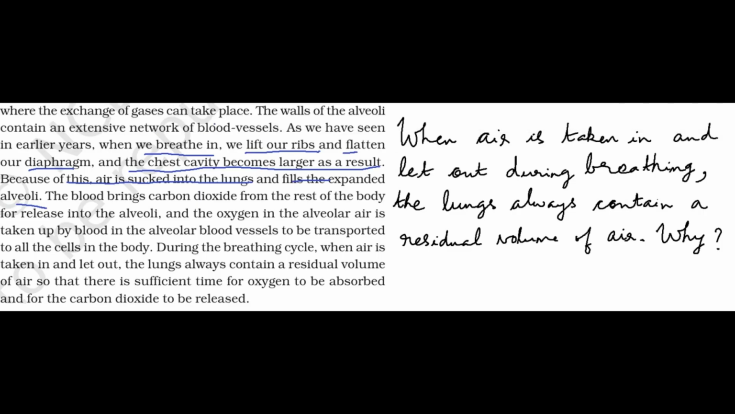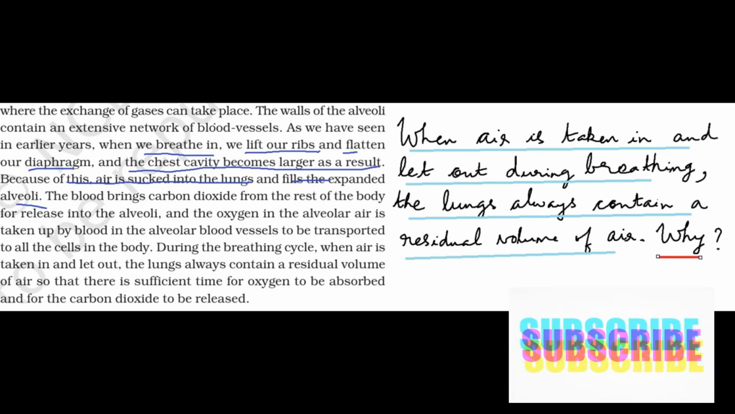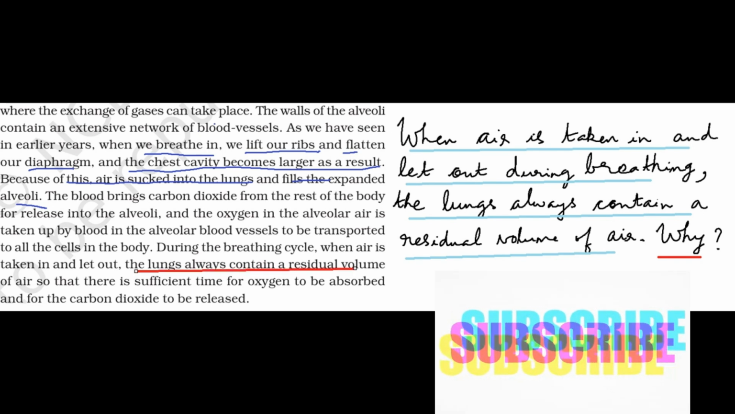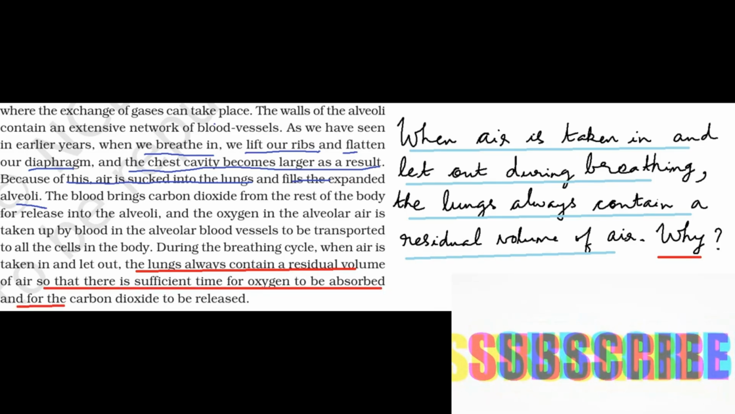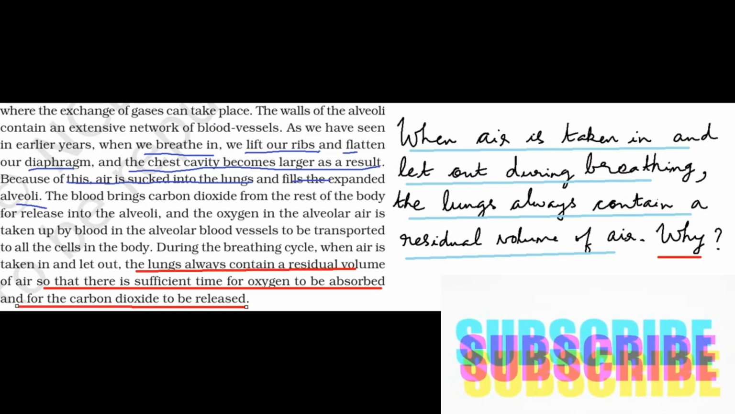This is the next type of question that can be asked from the same paragraph. When air is taken in and let out during breathing, the lungs always contain a residual volume of air. Why? Which means that lungs will not remove the whole air out when we are breathing out. Some volume of air will be present inside the lungs. Why is it so? The answer is present in the text paragraph itself. The lungs always contain a residual volume of air so that there is sufficient time for oxygen to be absorbed and for the carbon dioxide to be released. So this will be a 1 mark question.